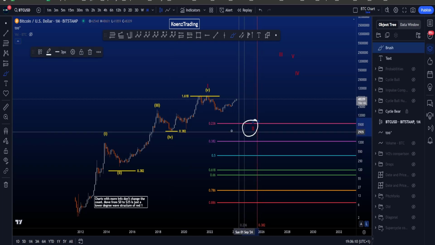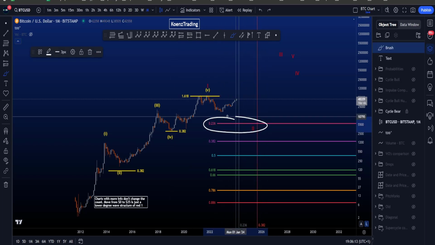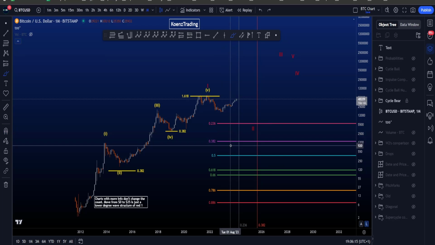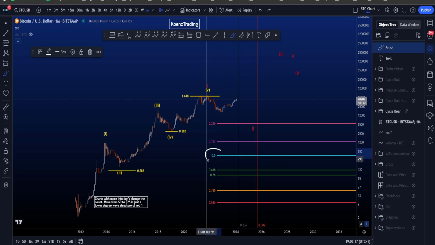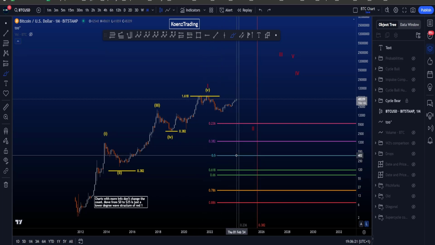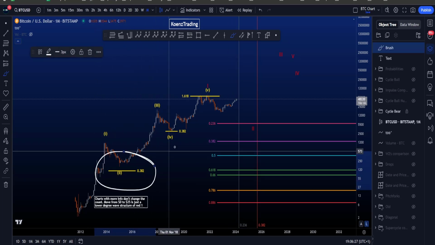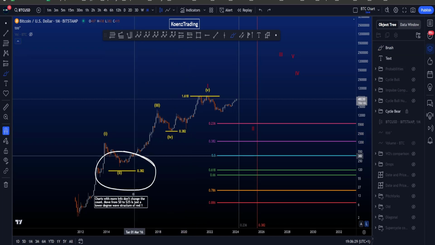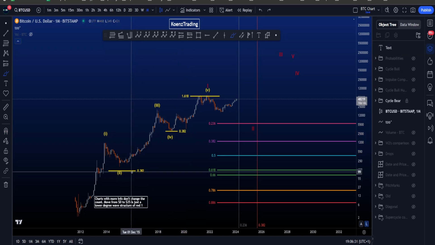For this wave 2, the maximum target that we're looking for would be the 0.236. On the lower time frames, the most common target for a wave 2 is between the 0.5 and the 0.786, but on this time frame, that would give you a target between $400 and $20, while also here you can see that for a wave 2 and also here the wave 4, the retracements are very shallow.